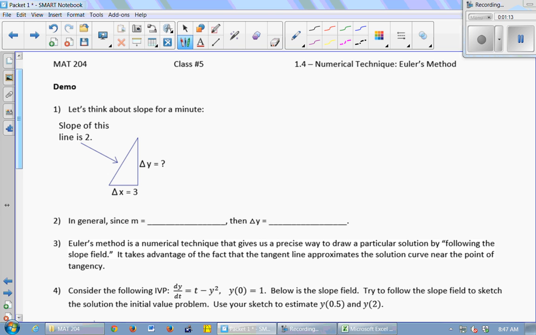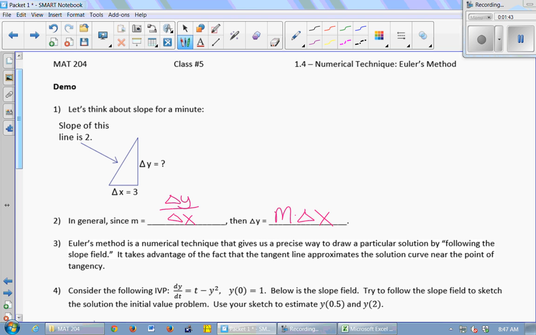All right, good. All right, so we're going to start with a little discussion of slope. So in general, the formula for slope is change in y over change in x, right? So if I wanted to solve that equation for delta y, I could just multiply both sides by delta x, right? So delta y would be m times delta x.